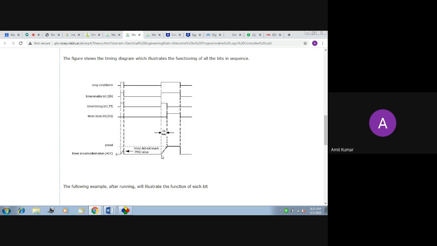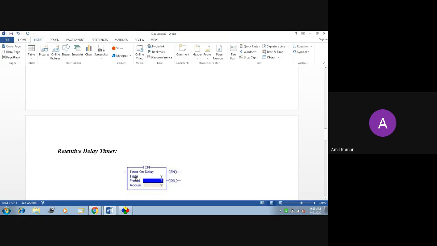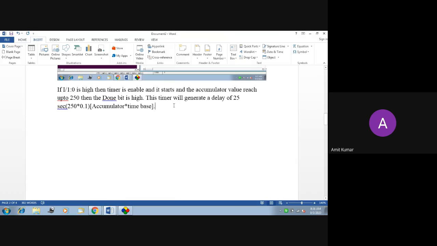Here you can see the accumulator value. It starts from 0, 1, 2, 3, 4, 5, 6, 7, 8. It reaches up to 8. We have set an 8-second timer, so it has completed the operation. This is the total delay. Then the TT bit will go low and your done bit will become high, because your accumulator value has increased to the preset value, or is equal to the preset value. This is your preset value. When this condition is true, the operation has been completed. You can draw this diagram for explanation purposes.